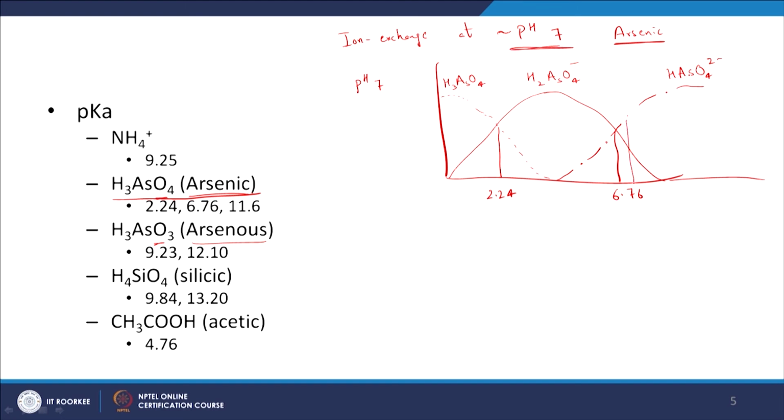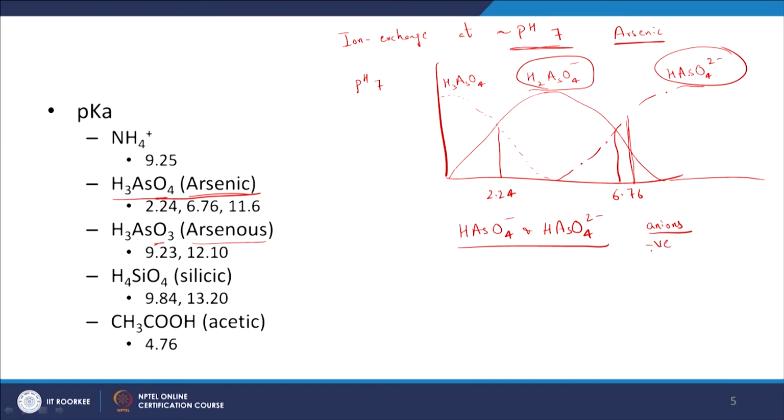So, somewhere here. The species, or the forms that predominate, are going to be HAsO4 minus, and more importantly HAsO4 2 minus. So, what does it mean? I guess we have anions predominating, or we have a negative charge. In general, it is going to be HAsO4 2 minus. So, that is what we see here, right. This is pH 7, pH equal to 7.